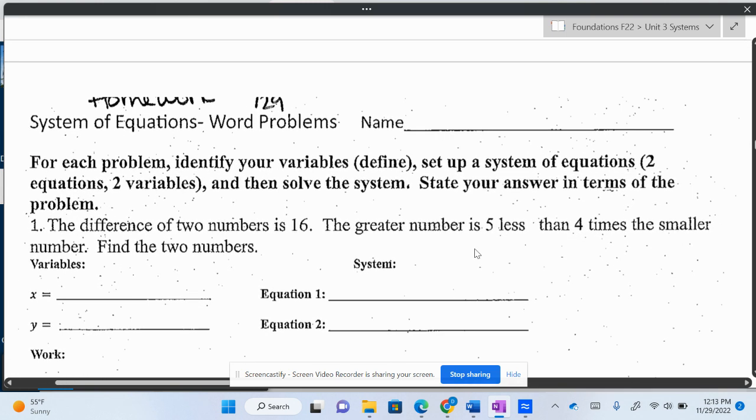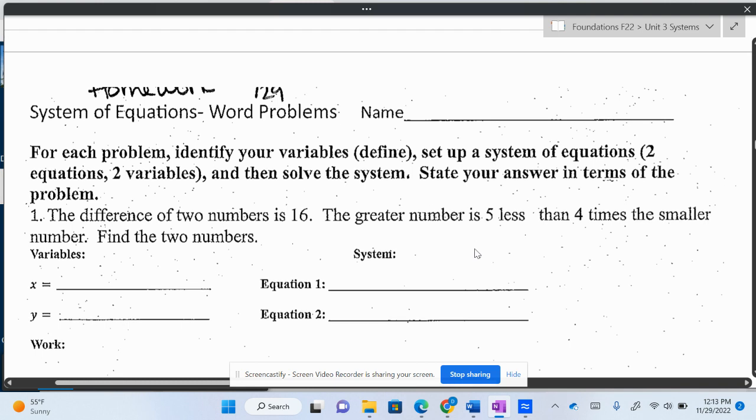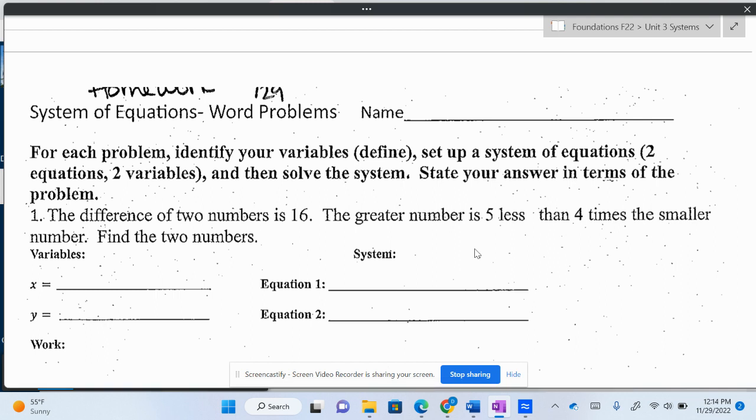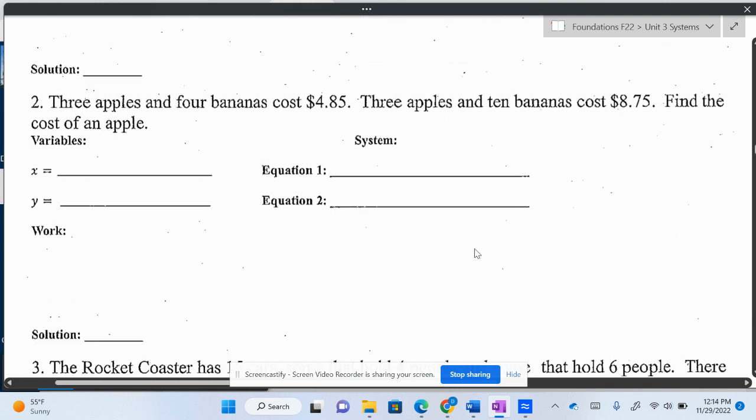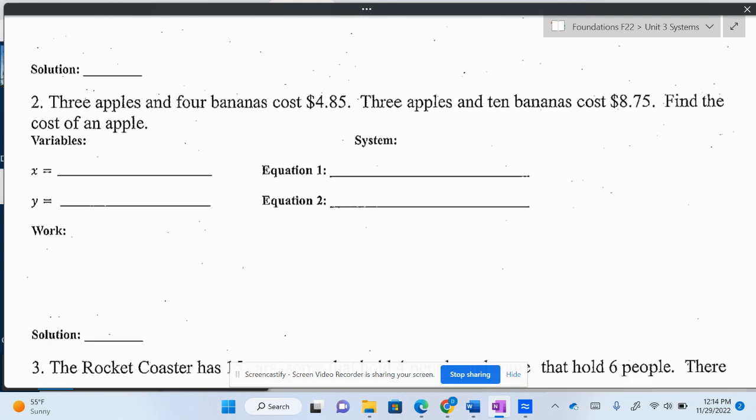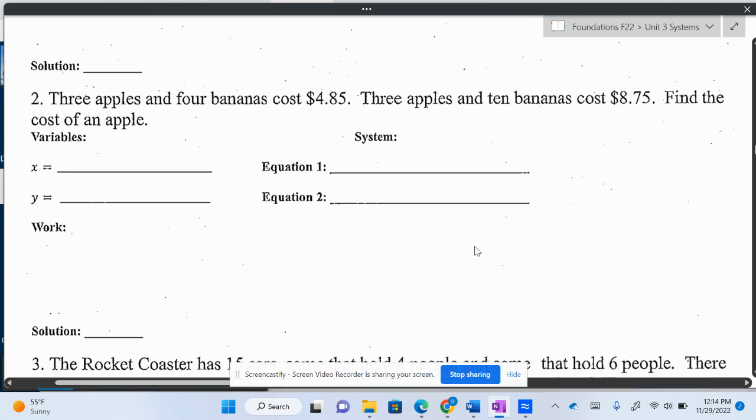Okay, so here is your homework. I tried to make this as user-friendly as possible. So you have your X variable and your Y variable to say what they mean. In this question where it says the difference of two numbers, X and Y are just numbers. Don't kill yourself trying to think of it. Just come up with your equations and then solve. For this one, you have apples and bananas. Probably X is apples, Y is bananas. Does that make sense? Okay.